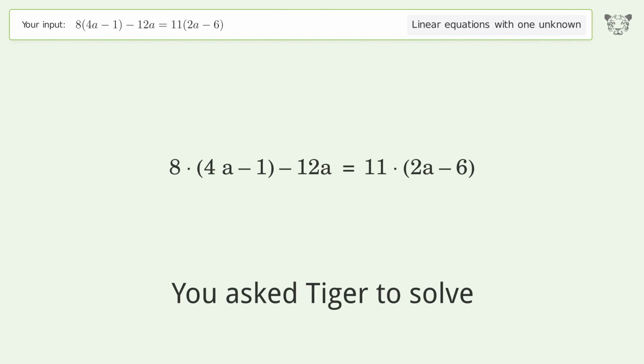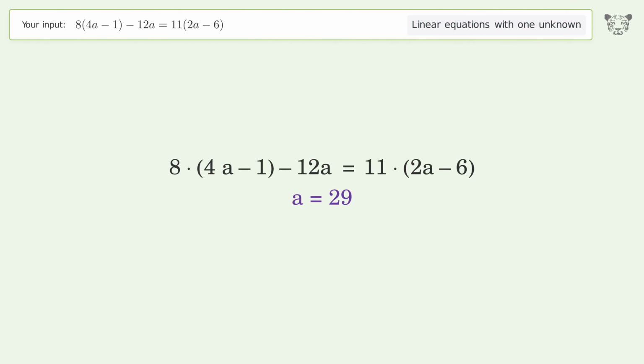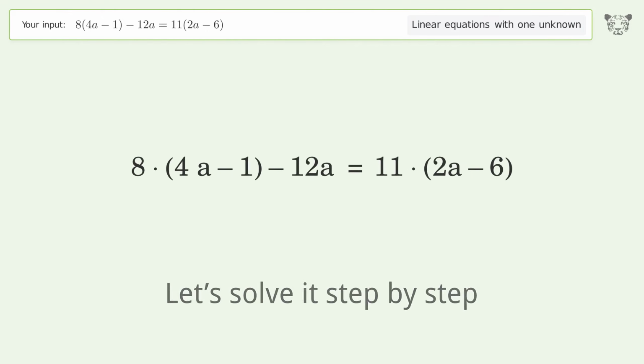You ask Tiger to solve. This deals with linear equations with one unknown. The final result is a equals 29. Let's solve it step by step.